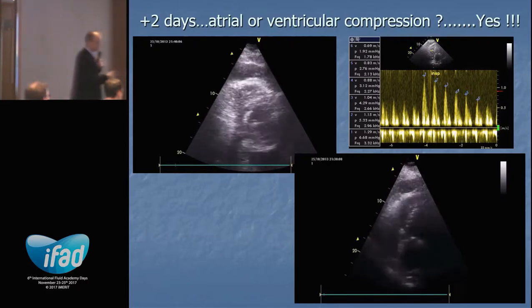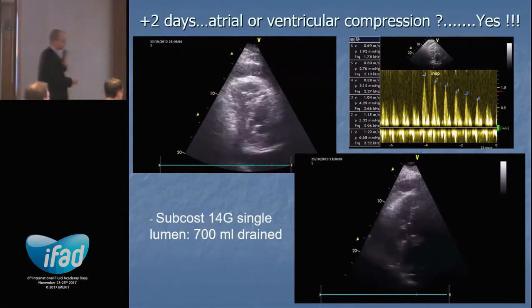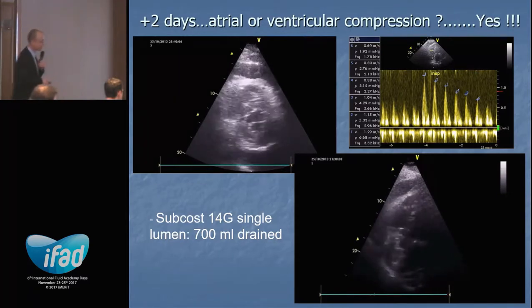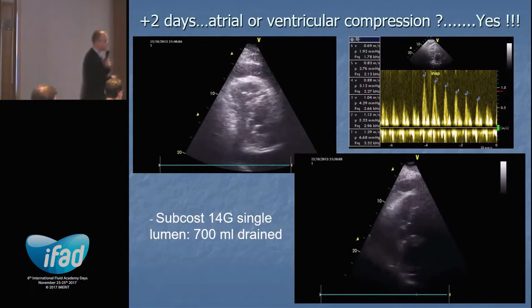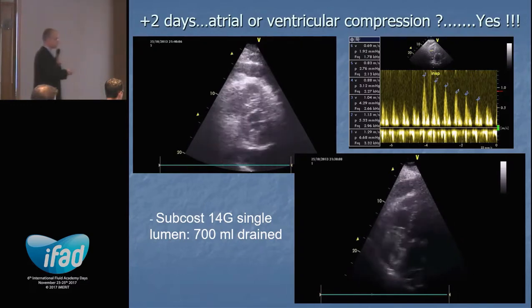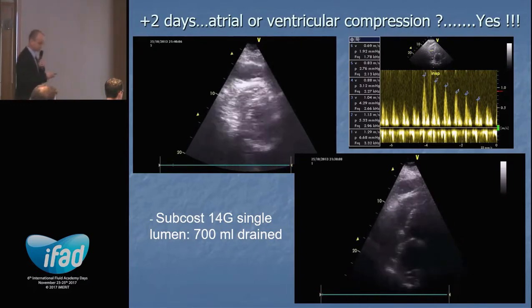So this patient needs subcostal drainage. You can use a single lumen catheter, which is very cheap. You get it in, and you drain 700 mL of uremic pericardial fluid. So this is tamponade.